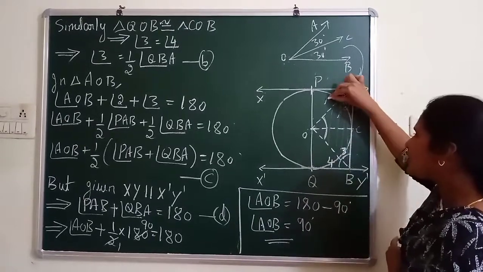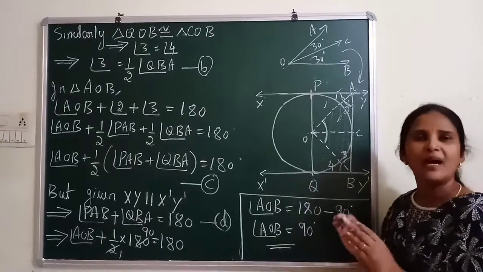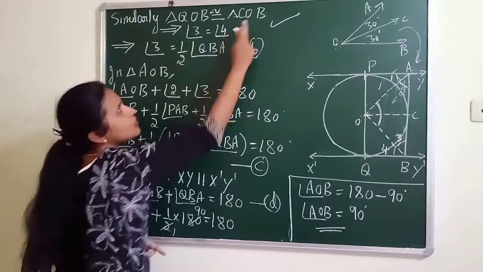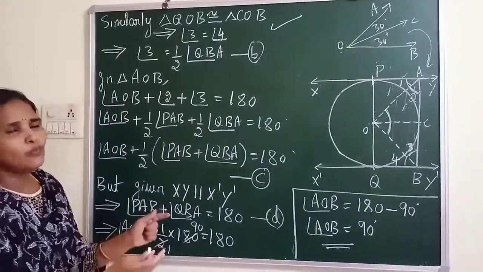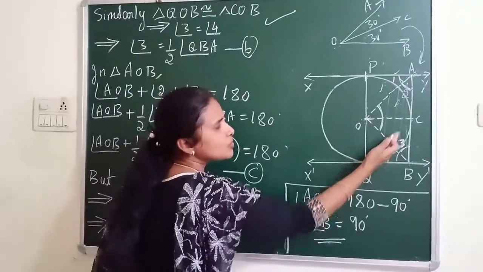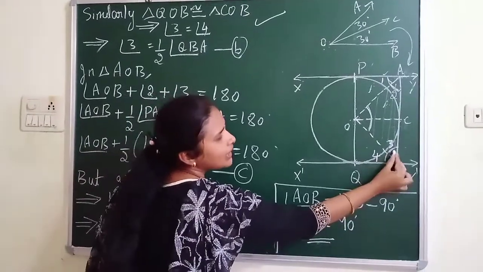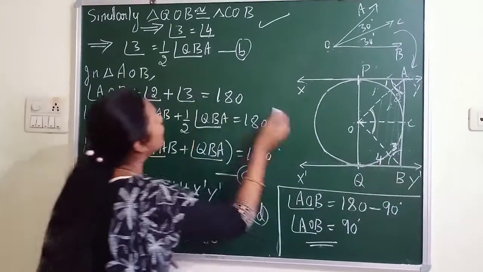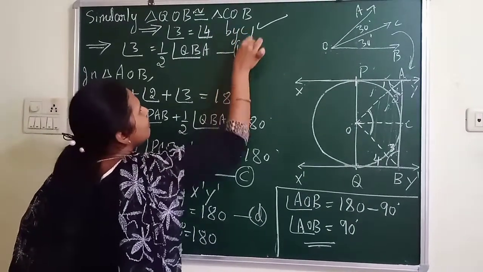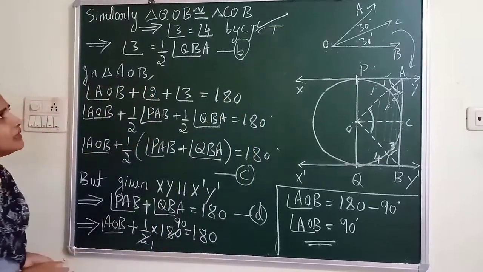Similarly, how did I prove that these two triangles are congruent? I can tell directly that these two are also congruent by SSS, so I have written this directly. Similarly, triangle QOB is congruent to COB. Already the corner triangles you proved are congruent, so you can write that these two triangles are also congruent by the same condition, that is SSS, and similarly I can prove that angle 3 equals angle 4 by CPCT. The same as what I applied there, if you apply here also, angle 3 equals 4.